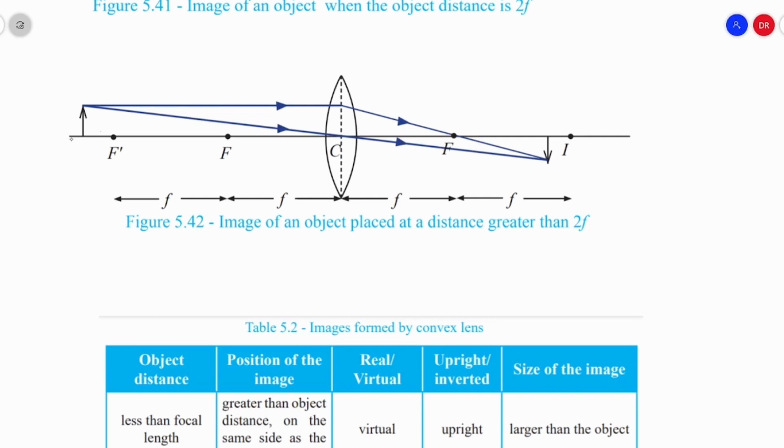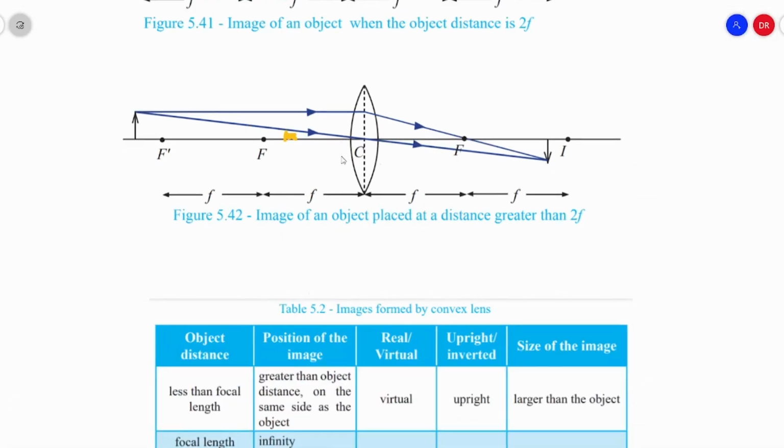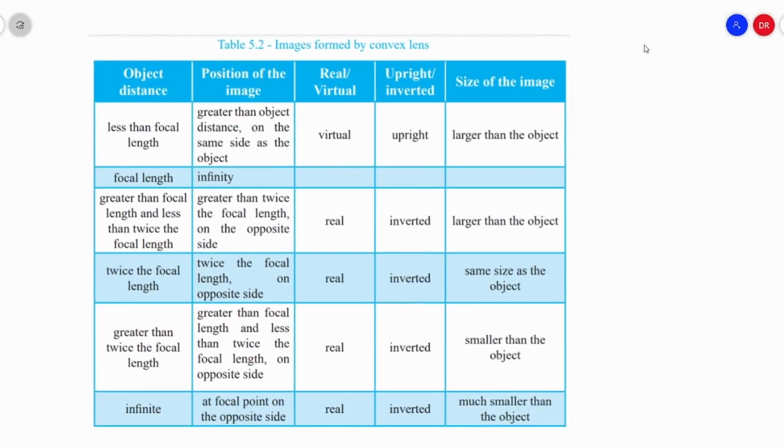Now you can see this angle is a little bit reduced. Then what happened here is that this image is shorter, or the image height is low, or the image size is reduced compared to the object size, and also it is an inverted image. Inverted means it becomes real. Okay, then we have the summary.